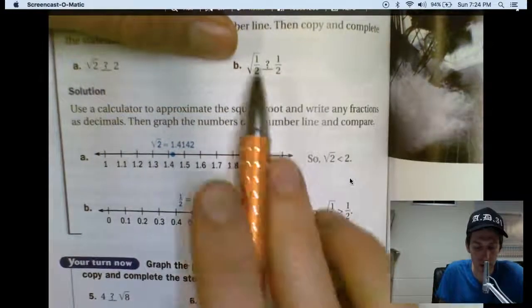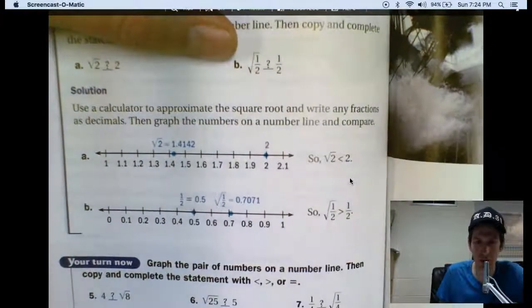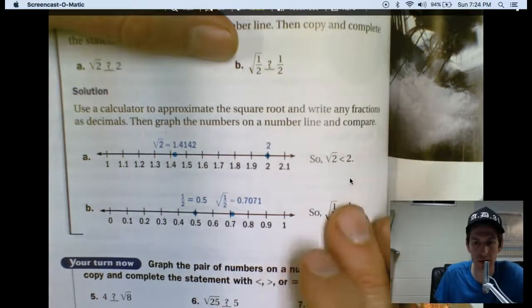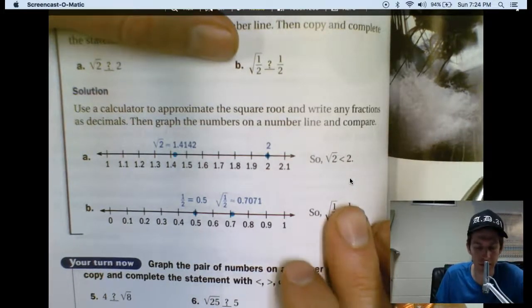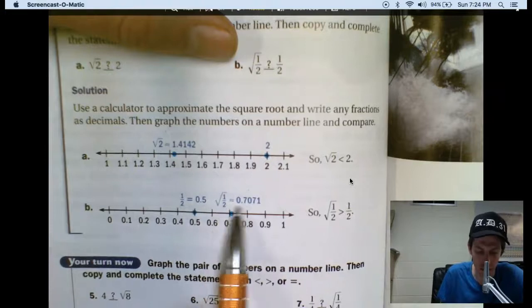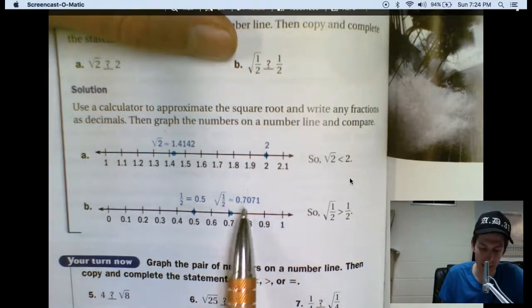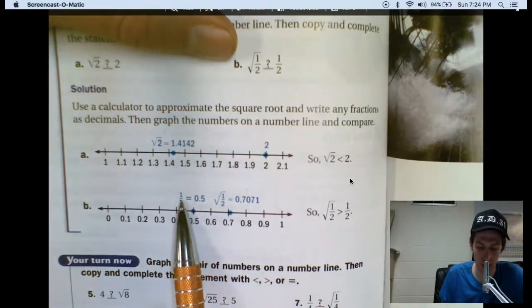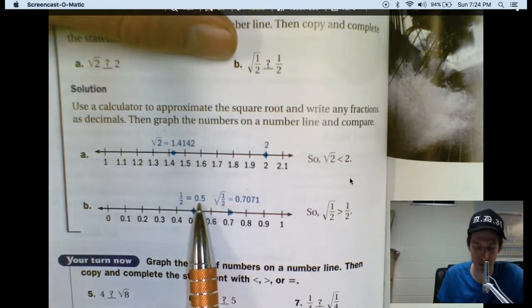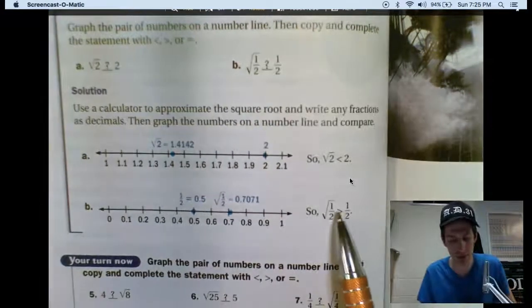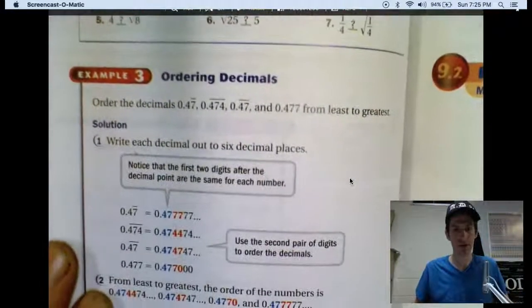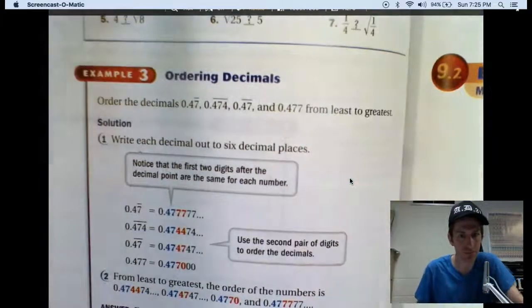Second question, square root of 1/2. What is the square root of 1/2? What times itself would give you 1/2? Well, do that on the calculator. It looks like it's going to be 0.7071 approximately. And that's actually bigger than 1/2 itself, which is 0.5. And so that's going over here on the right side of the number line. 0.5 is here on the left side. And so square root of 1/2 is greater than 1/2. Okay, simple enough. Let's look at this one and then we'll talk about the cruise ship and be done.